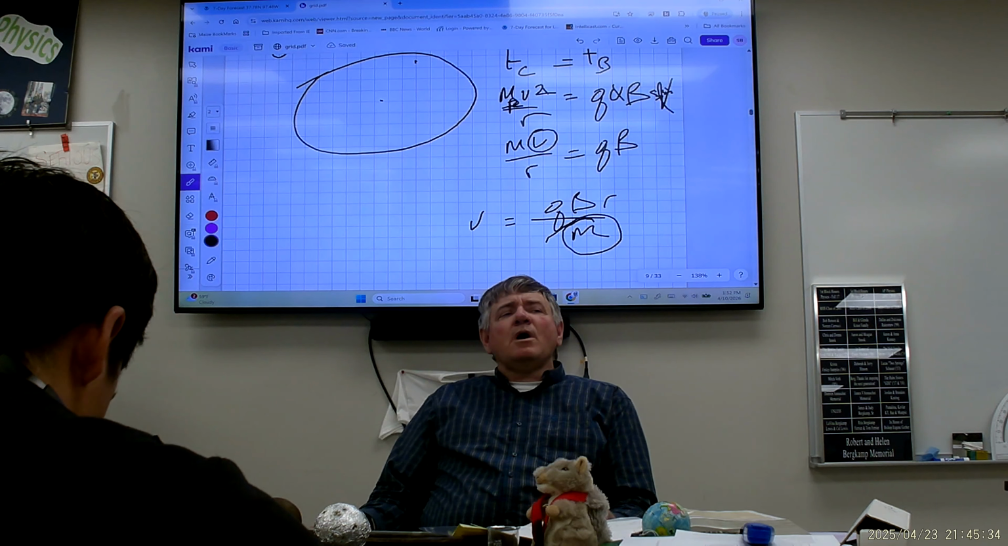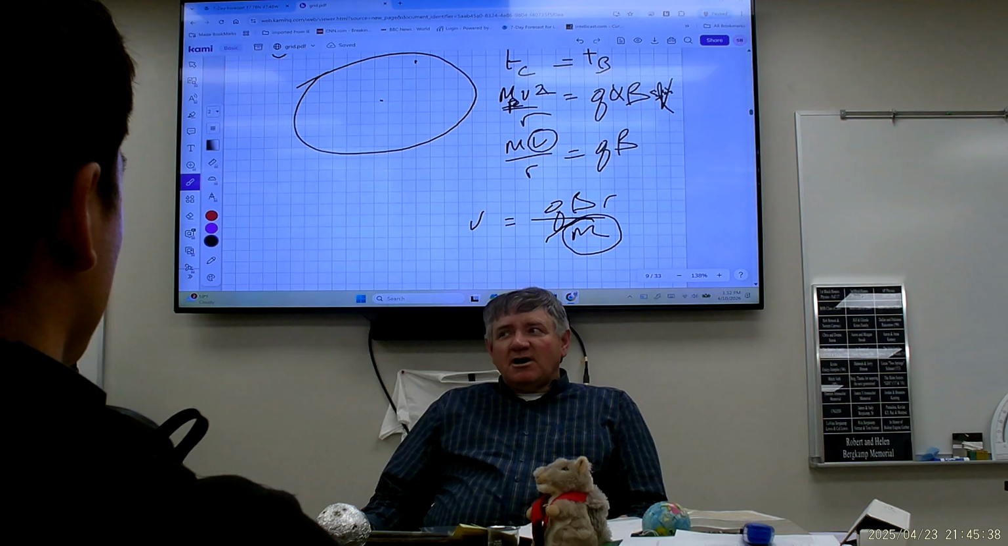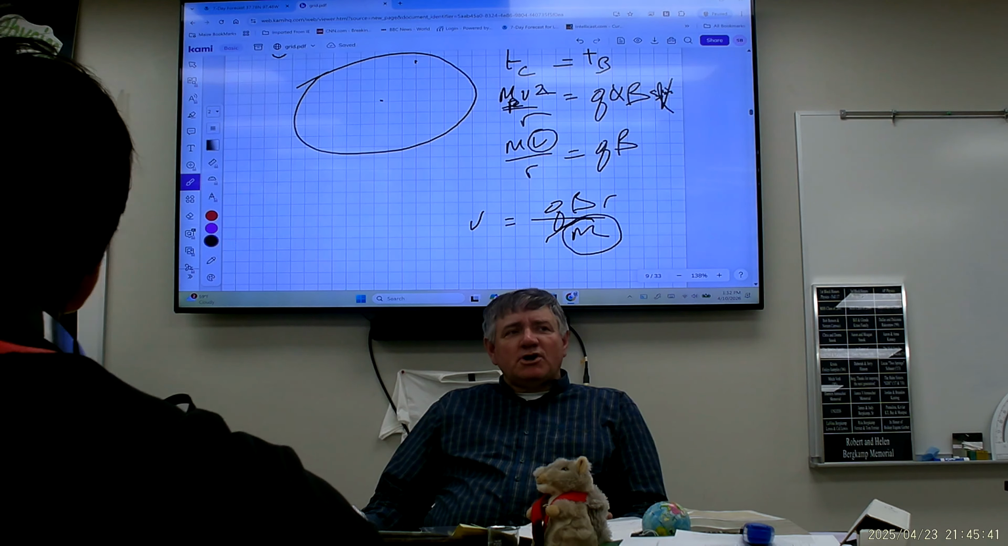Why won't this work with the neutron? And q is charge. You cannot make a neutron move in a circle.